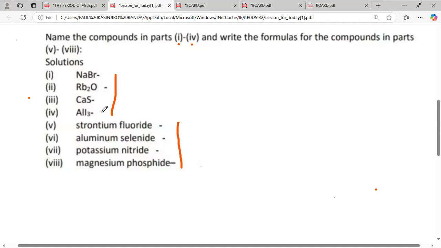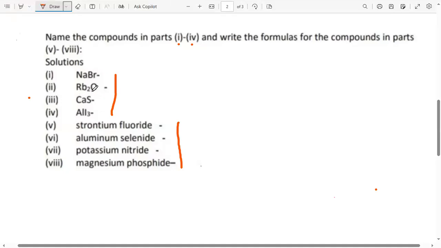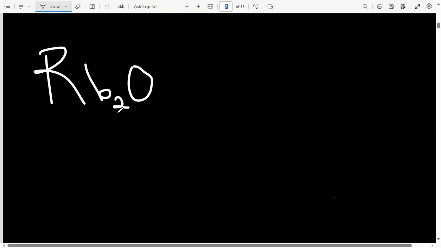Okay, so now let's look at the other one. Where is it? The other one is Rb2O. Rb, and then I have a 2 there, and then O. So why do we have a 2 in this chemical formula? It is to balance the charge. Remember I said the charges should always be balanced, right?